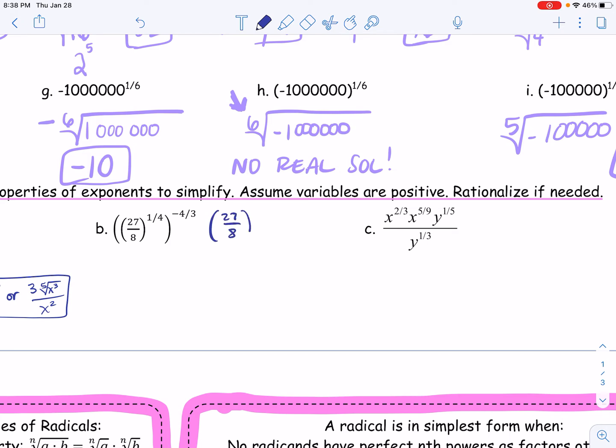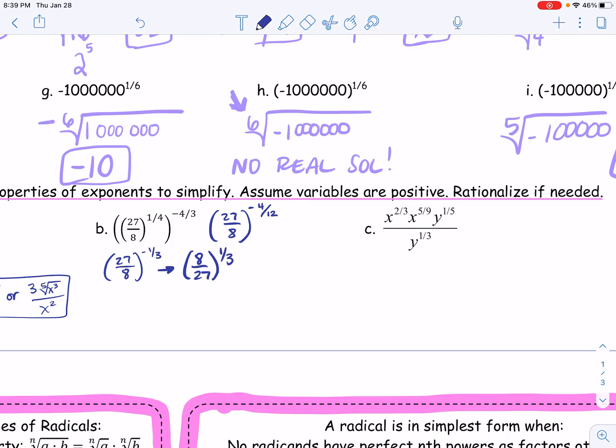That would be 27 over 8 raised to the negative 4 over 12. Well, I can simplify 4 over 12. 4 over 12 is just 1/3. So really I have 27 over 8 raised to the negative 1/3 power. This is much more manageable to me. 27 over 8 raised to a negative 1/3 means I'm going to reciprocate that fraction. Remember, whatever's in the numerator goes to the denominator. Whatever's in the denominator goes to the numerator when we have a negative exponent. So technically I now have 8 over 27 raised to just a positive 1/3.